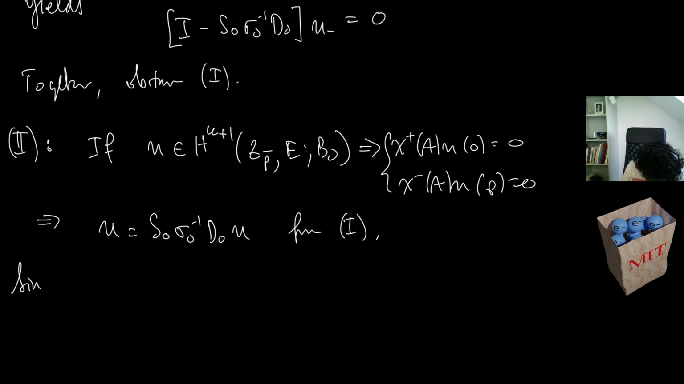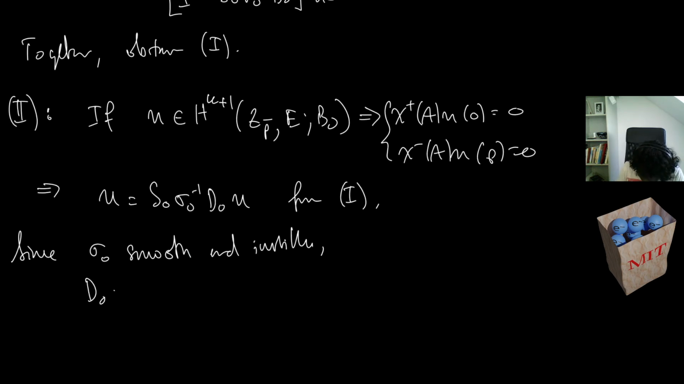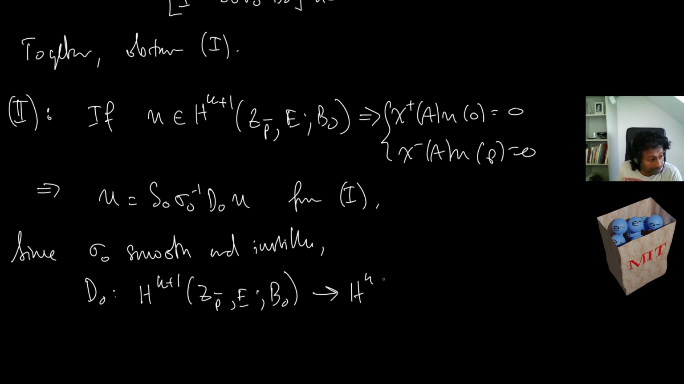So since σ_0 is smooth, this is a smooth section of the endomorphism bundle, so this is smooth and invertible. We have that D_0 maps H^{k+1}(Z, ρ̄; E) with values in B_0 to H^k(Z, ρ̄; F) isomorphically.